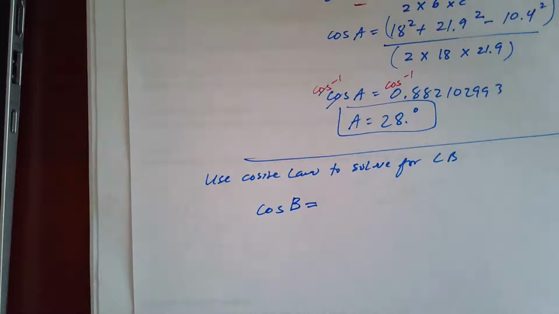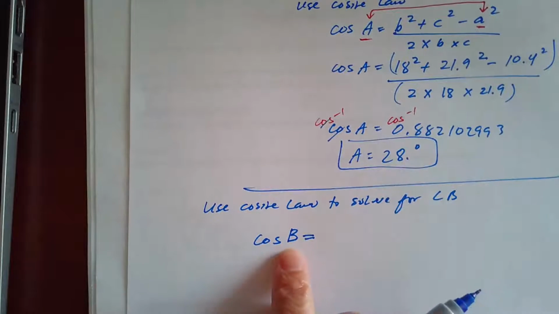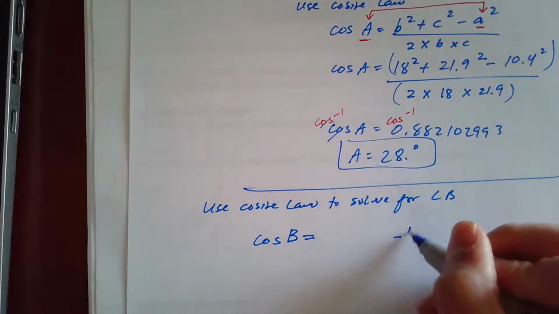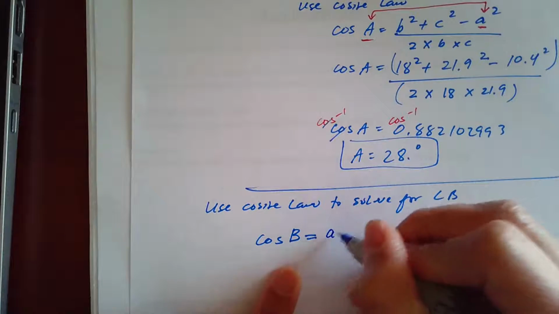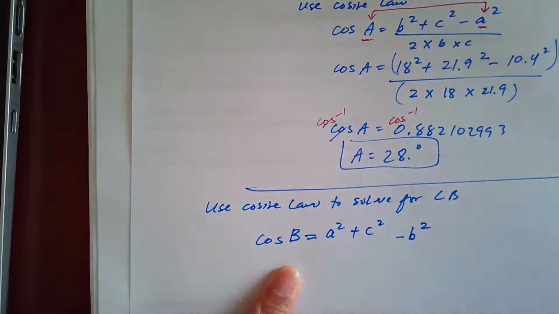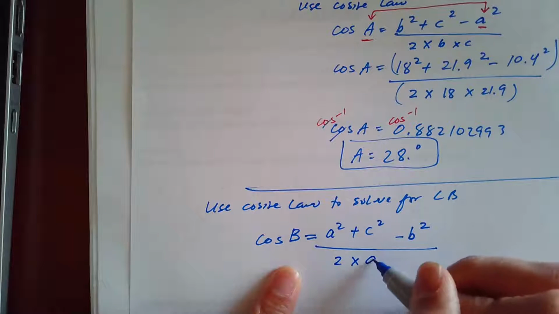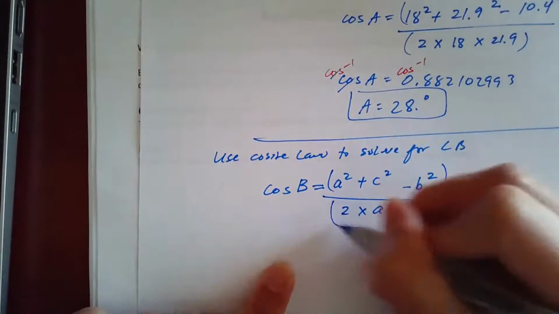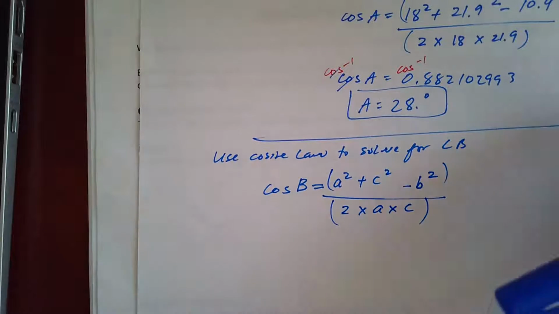Okay, you're probably thinking, what's my formula in here? So my formula would be, remember, if this is angle B, that means I'm going to end up with the b at the end. So this is going to be a squared plus c squared, divided by 2 times a times c. So you can think about it that way.